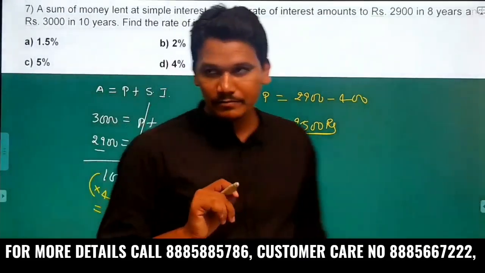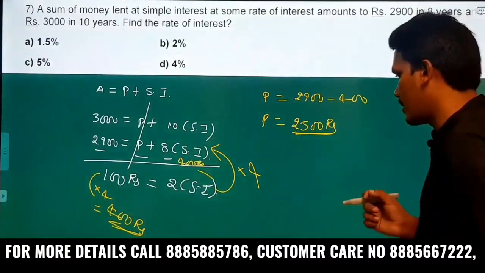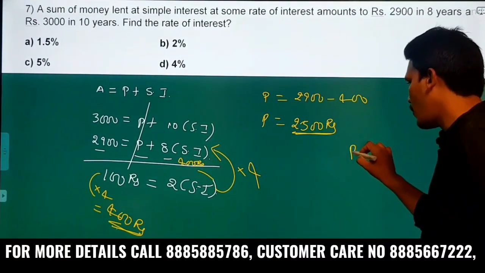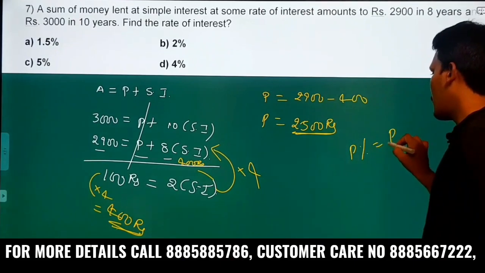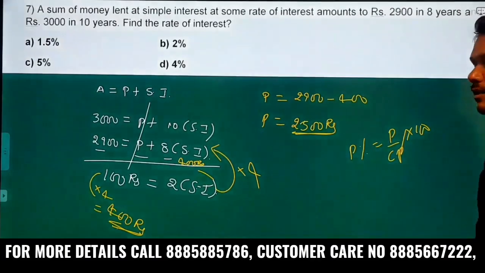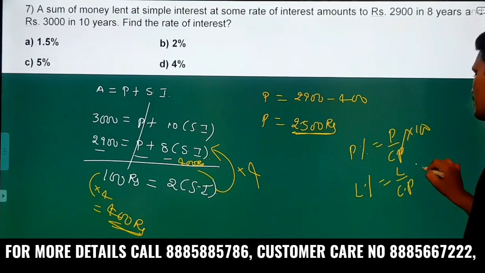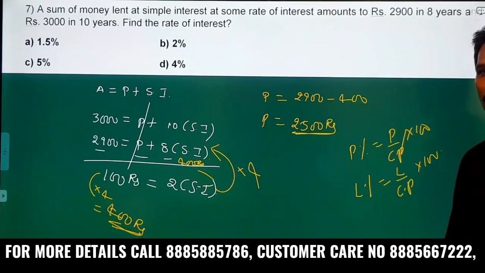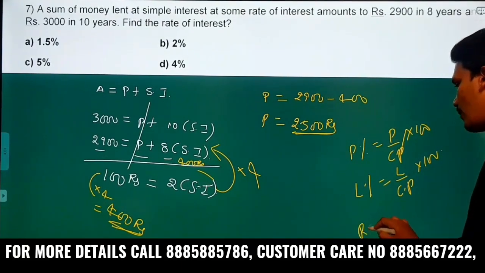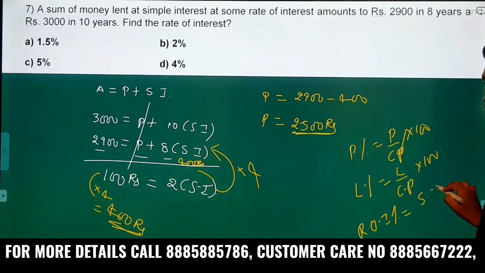Yes, since childhood we are learning some formulas. We know that profit percentage equals profit by CP into 100. If I ask loss percentage, that is loss by CP into 100, right? Now we are going to find the rate of interest percentage. That is simple interest for 1 year by principal into 100.